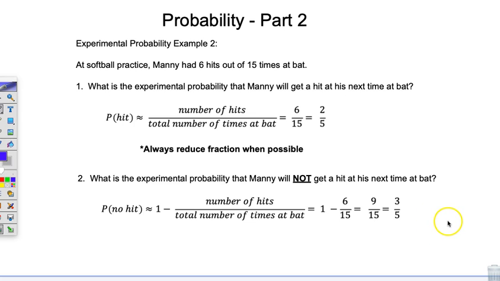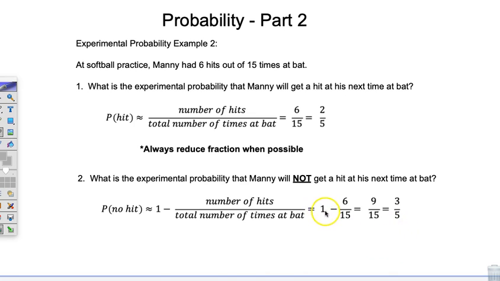In the next example, what is the probability that Manny will not get a hit? This time we're going to continue to take that same fraction, but we need to deduct it from 1. Now 1 is standing for 100% of the time, so if we deduct the probability of getting a hit, we can get the probability of not getting a hit. So you can see I'm taking 1, subtract that 6/15, I get 9/15, which reduces to 3/5. Remember, both of these should add up to 100%, and it does. 2/5 plus 3/5 is 5/5, or 100%.